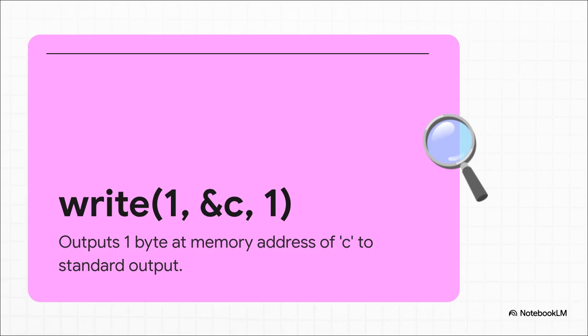So let's break it down together as a class. That first parameter, the number 1, stands for the file descriptor for standard output, meaning your terminal screen. The second parameter, &c, is the actual memory address of the character you want to print. And that final parameter, 1, tells the system to write exactly 1 byte of data. Master this one line of code, guys, because it is your lifeline for the rest of the module.